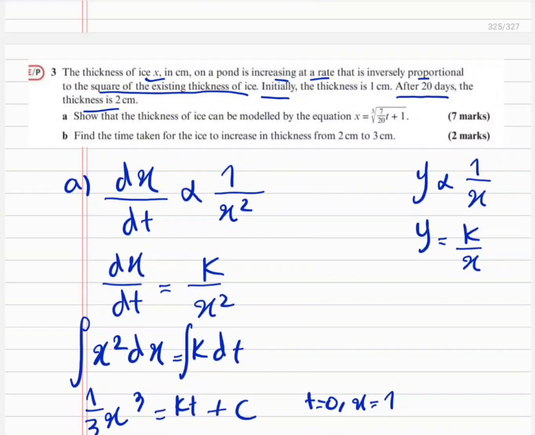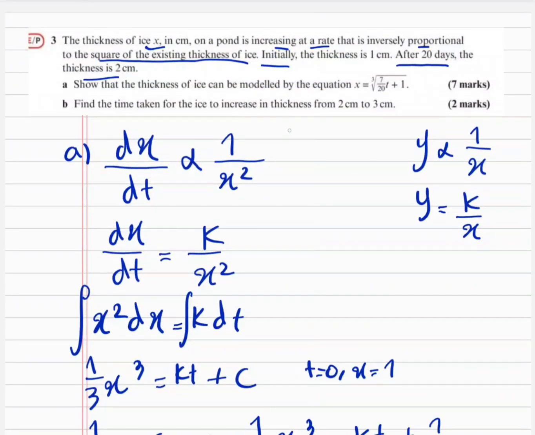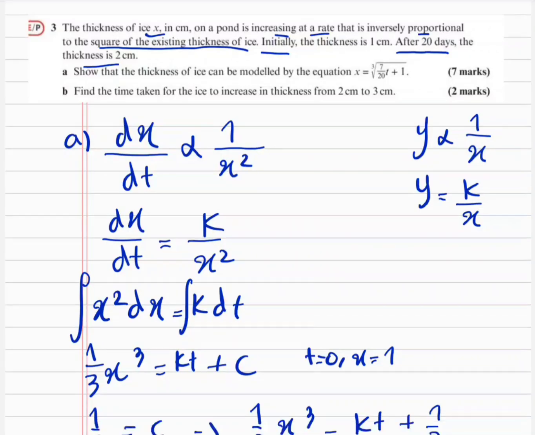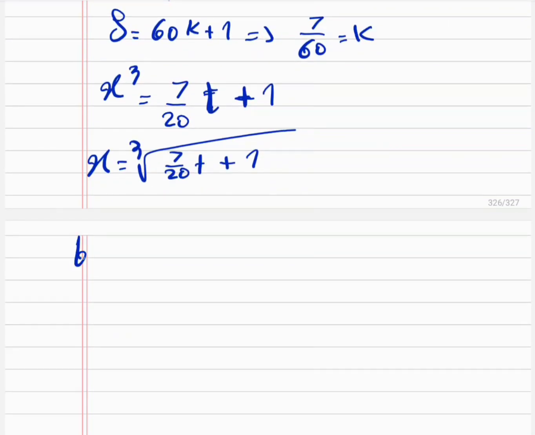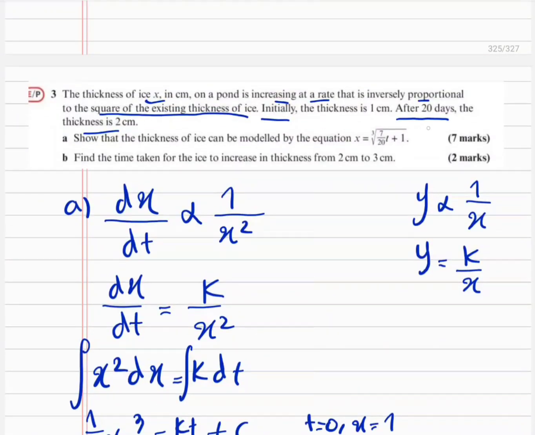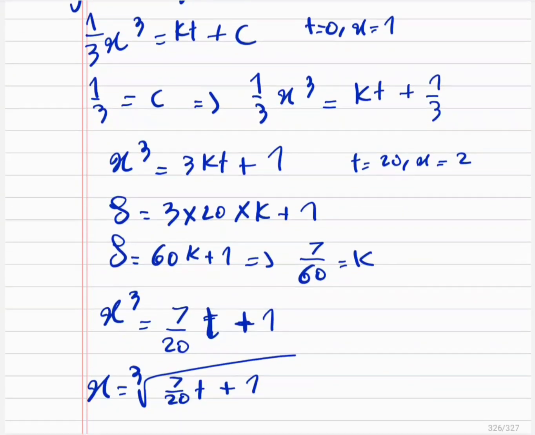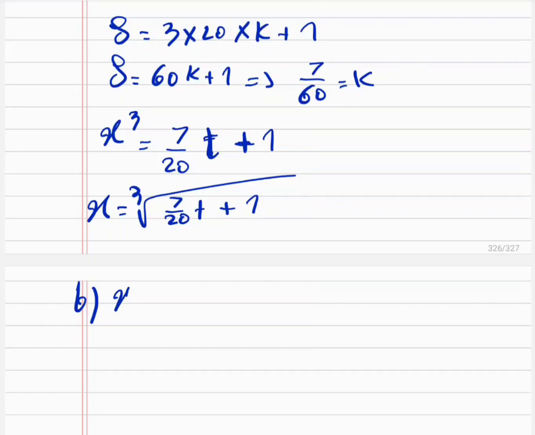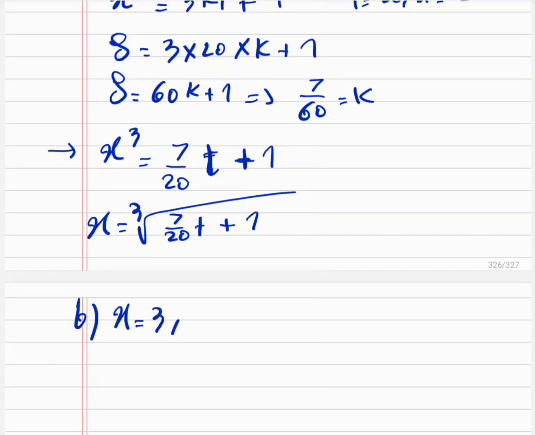Now next part, we want to find the time taken for the ice to increase in thickness from 2 centimeters to 3 centimeters. Remember that we are told that after 20 days the thickness is 2 centimeters. Now we want to know the value of t when x is equal to 3. So 3 centimeters is the thickness, and we want to know how many days it will take. We can substitute in this equation, which is easier to work with: 3 cubed, which is 27, is equal to 7 over 20 t plus 1.